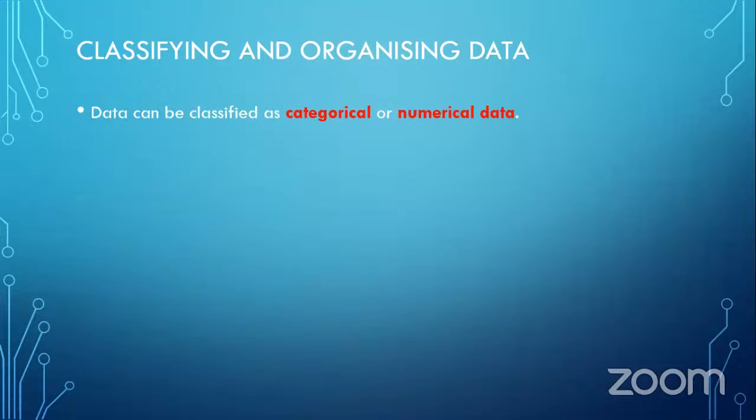Okay, so here, classifying and organizing data. Data can be classified as categorical and numerical. You know what categorical and numerical data are, before we move on? Do you know what they are? Numerical has to do with numbers. Okay.